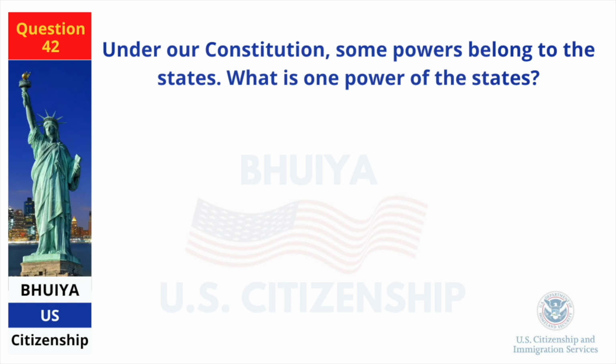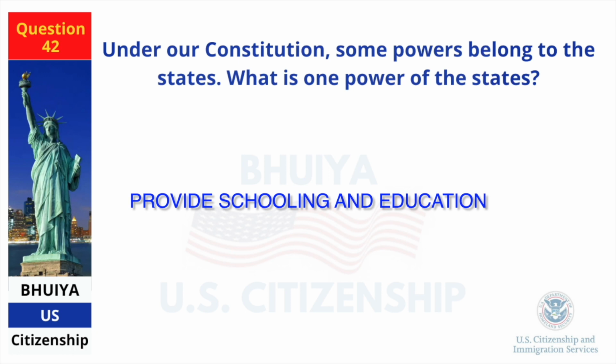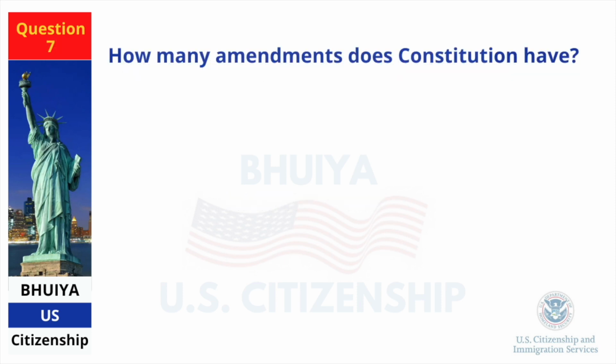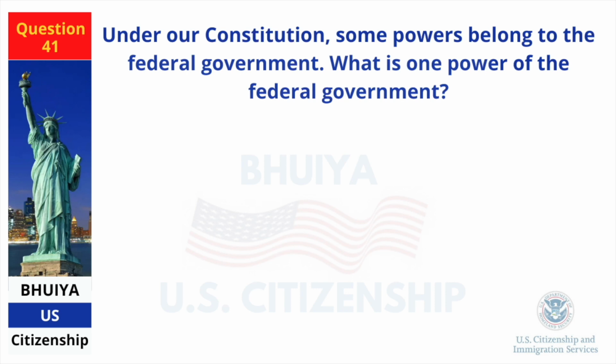Under our Constitution, some powers belong to the states. What is one power of the states? Provide schooling and education. What is the capital of the United States? Washington, D.C. How many amendments does the Constitution have? 27.